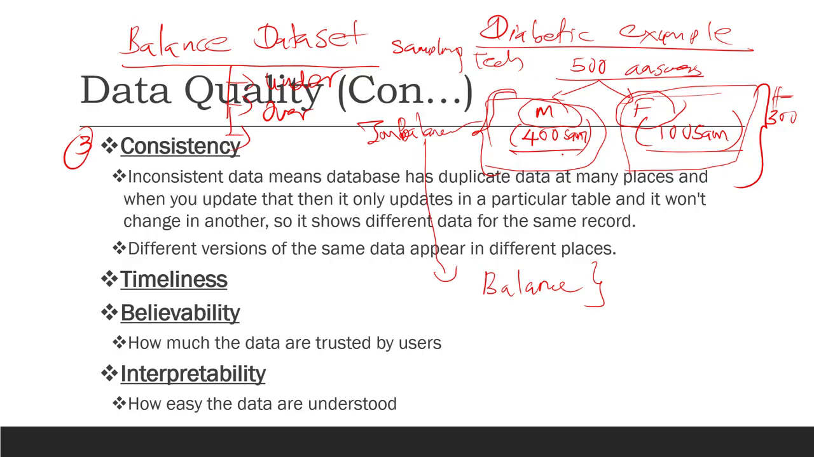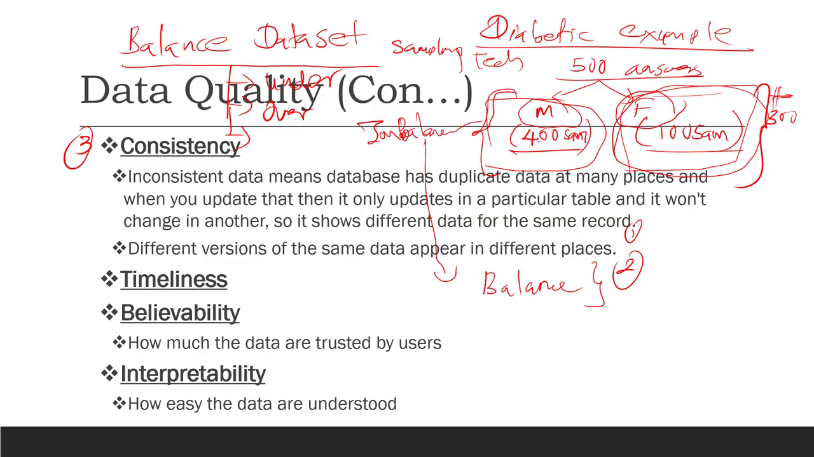So to balance the data set, maybe you can increase the minority records up to the majority. Minority means 100 samples for female. Maybe you get another 300 female diabetic patients. That is one way. Second way, right?